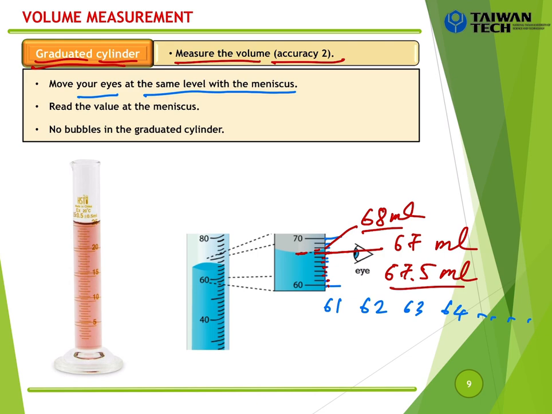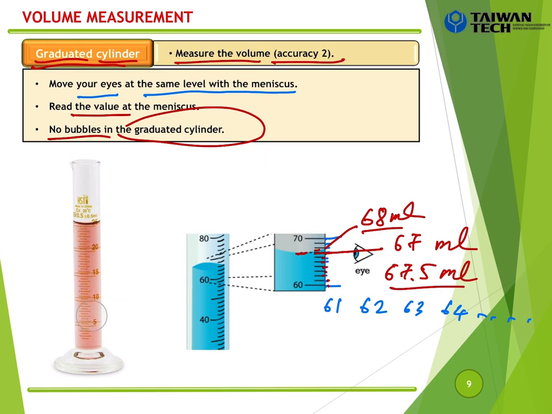And when you read, I already mentioned how to read the value, and remember, no bubbles in the graduated cylinder. If you add the solution inside, and you have some bubbles here, some air here, it means that air also has volume, so the volume here is not the volume of your solution. I already mentioned this to you.